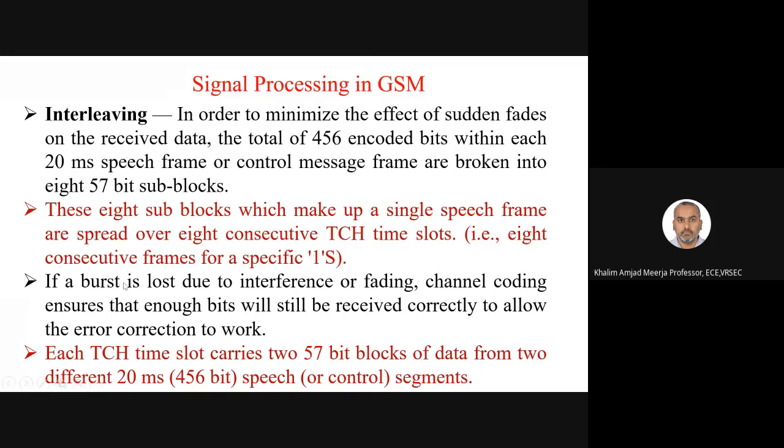So 8 consecutive frames are needed. So if a burst is lost due to interference or fading, channel coding ensures that enough bits are still received correctly to allow the error correction to work. So if you lose one of those blocks, you can still recover. Each TCH time slot carries 57-bit blocks of data from two different 20 millisecond, 456-bit speech or control segments.